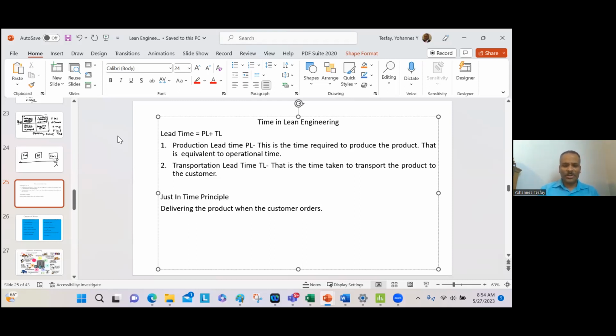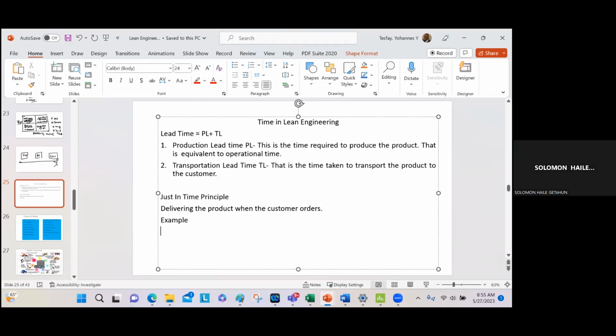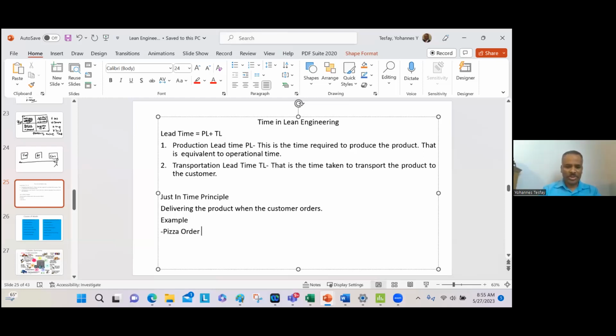Can you give me an example of just in time? Example from a shop. Food. Yeah, pizza order. Pizza order. The order. Another example.